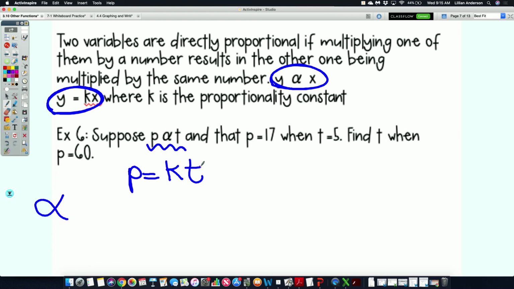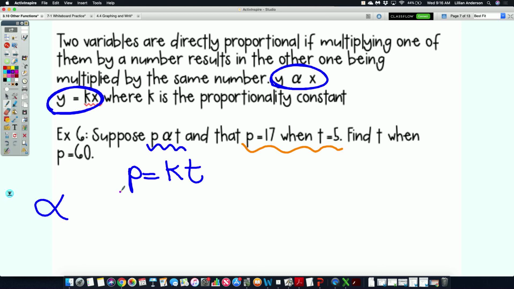Now it says that P is equal to 17 when S is equal to 5. We need to find T when P is equal to 60. Now, the one thing that we do not know that's connecting these two variables together is the proportionality constant. So you need to use the information that you're given, which is this right here, to find K, to find that constant. If you see the relationship between the two, then from there you're able to solve the equation.